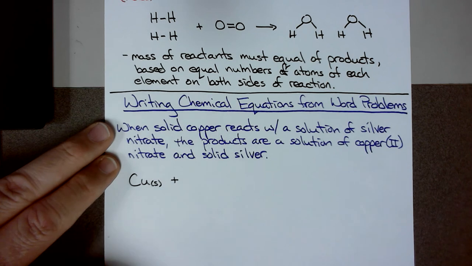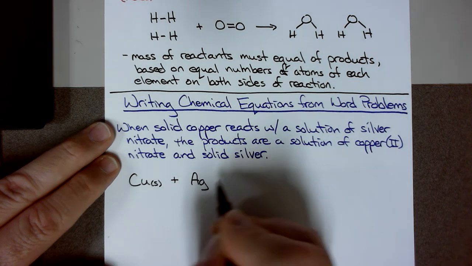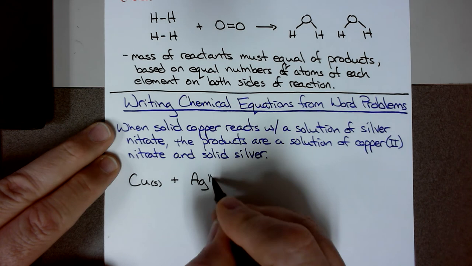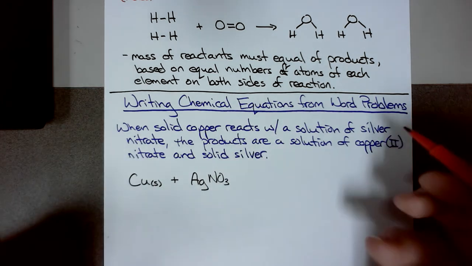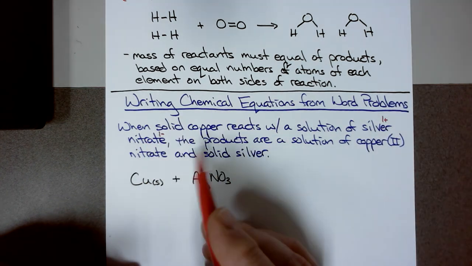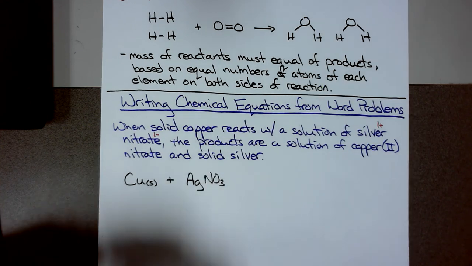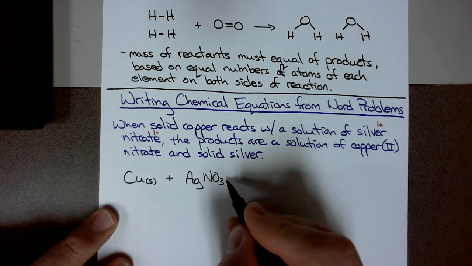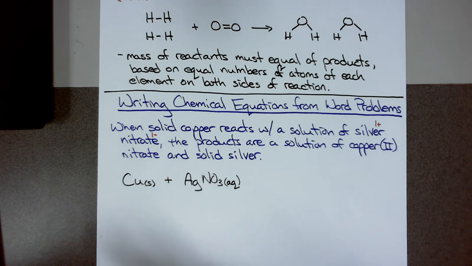Now remember, silver is an Ag, nitrate is an NO3, and I'm just going to write it. We know that silver is a 1 plus, nitrate's a 1 minus, so that means it's a 1-to-1 ratio, so that's correctly written. And when it says in solution, we use the symbol AQ. AQ meaning aqueous or dissolved in water.